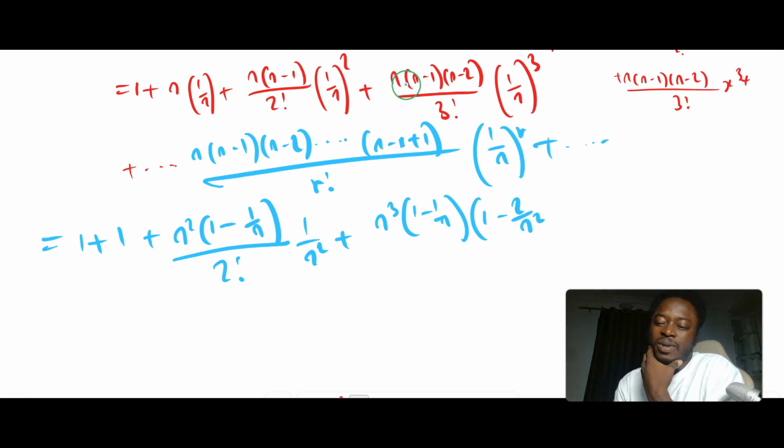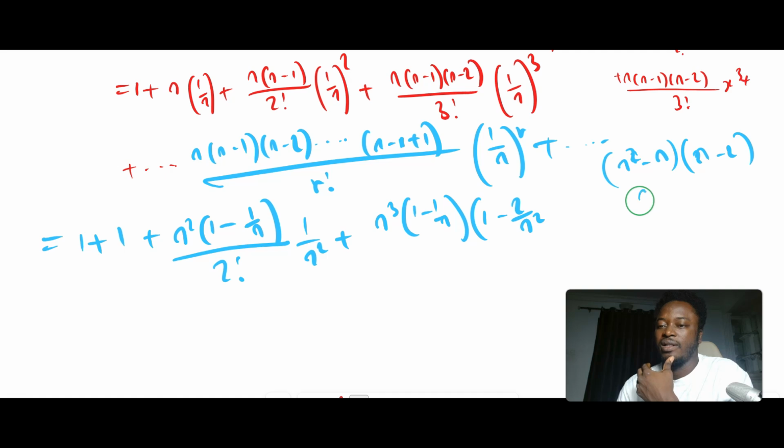Because if you multiply this out, you have an n. If you factor out n cubed, this is 1 over n squared, and then this is 2 over n squared. Let me just multiply and see the pattern. So you have an n squared minus n, and you're multiplying this by n minus 2. So you have an n cubed minus 2n squared minus n squared plus 2n.